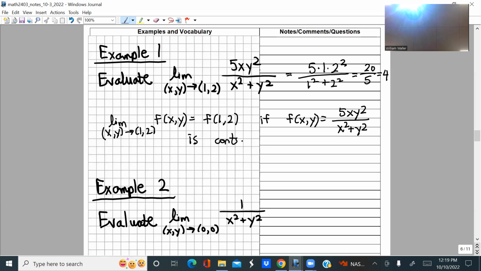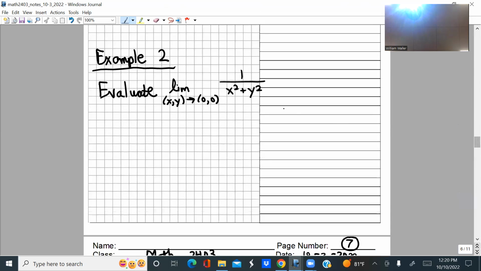All right. So this one, you can evaluate this limit easily just by plugging in the values. And that frequently works, because we frequently will be dealing with continuous functions. Okay. Let's try this one. This one also is continuous everywhere in its domain, because that also is a rational function.